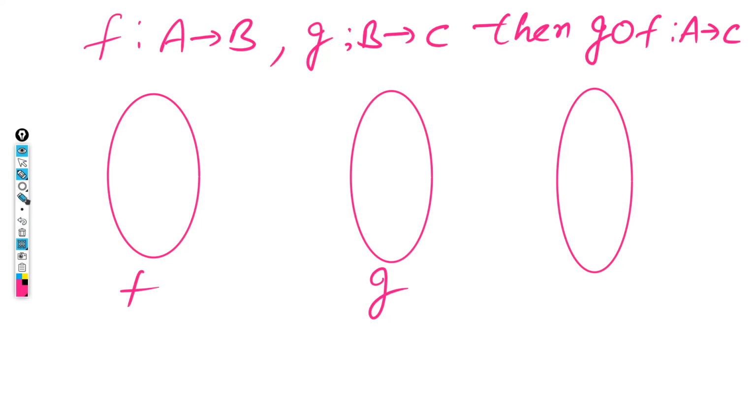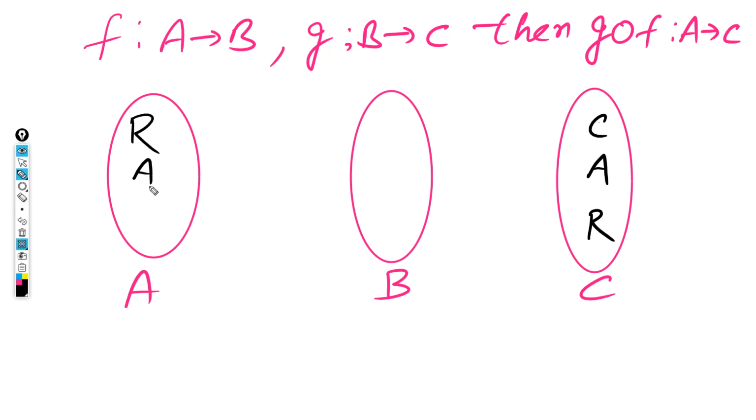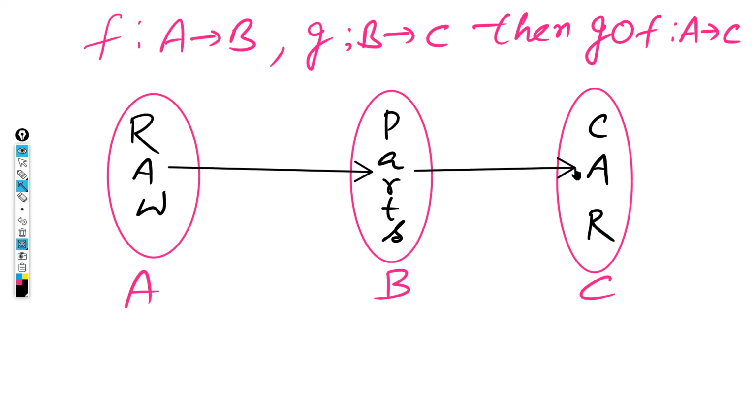So this is A, this is B, this is C, and I took the example of a car at that time, if you remember. A car is to be manufactured. Then this is the raw materials, and this is the parts of the car. Then to make the car, you must have the parts made from the raw materials, and these parts are assembled to make the car.